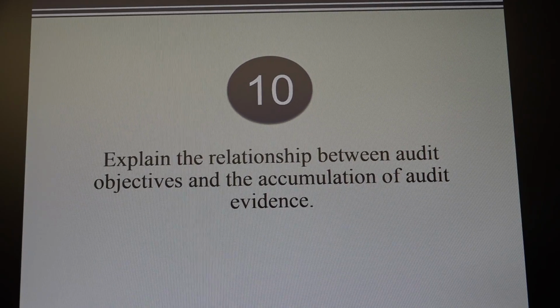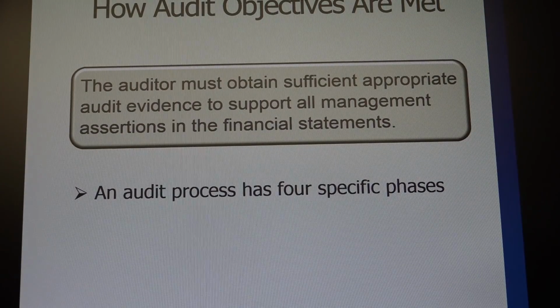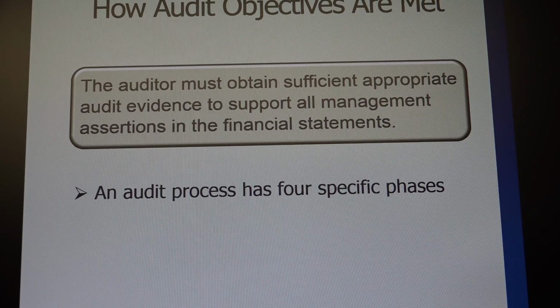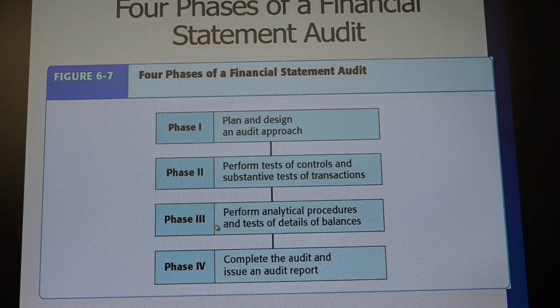Next, we're going to talk about the relationship between audit objectives and the accumulation of audit evidence. Audit objectives are met by the auditor obtaining sufficient appropriate audit evidence to support all management's assertions in the financial statements. And so the audit process has 4 phases. First, we plan and design an audit approach.